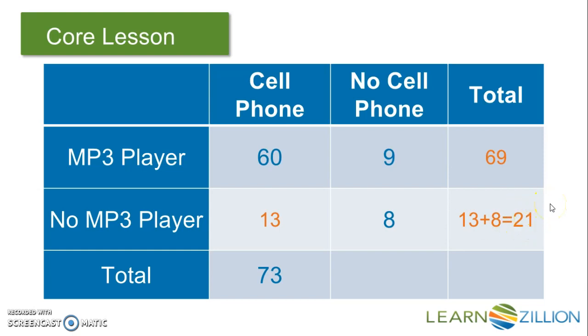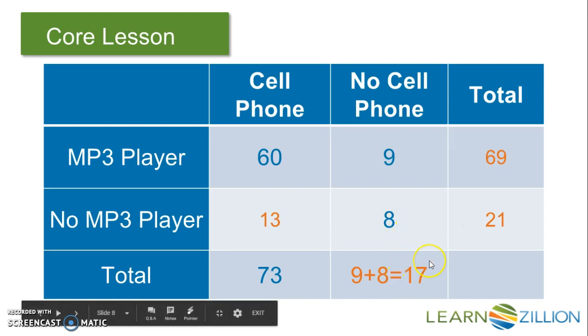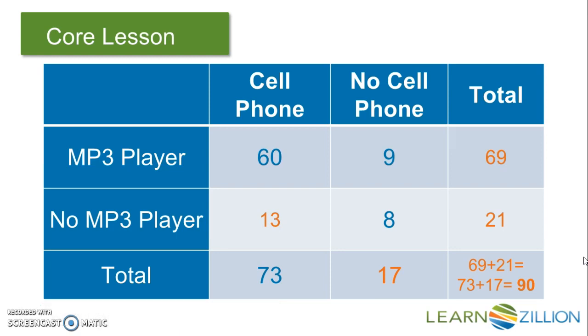So let's continue going on. We've got 9 and 8 now. 9 and 8 is 17. And then we're going to see if our totals match up. So 69 plus 21 equals 90. 73 plus 17 equals 90 as well. So we're all matched up. So the total number of students sampled would be 90. So that'd be like a community or a grade level.